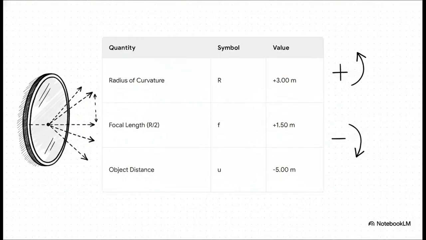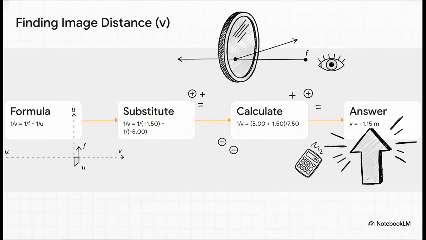Okay, first step, as always, list the data with the correct signs. The object distance u is on the left, so it's minus 5.00 meters. Now the radius of curvature r is 3.00 meters. For a convex mirror, remember the center of curvature is behind the mirror, on the right side. So r is positive. This means the focal length f, which is just half of r, is also positive, plus 1.50 meters.